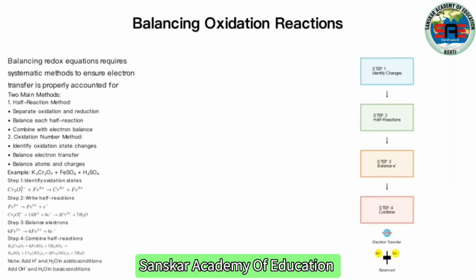First, we identify the oxidation state changes. Chromium goes from +6 to +3, while iron goes from +2 to +3. Next, we write the half reactions. Iron loses 1 electron in the oxidation half reaction, while dichromate gains 6 electrons in the reduction half reaction. To balance electrons, we multiply the iron half reaction by 6. Finally, we combine the half reactions and balance the remaining atoms and charges. In acidic conditions, we add hydrogen ions and water molecules as needed, while in basic conditions, we use hydroxide ions and water.